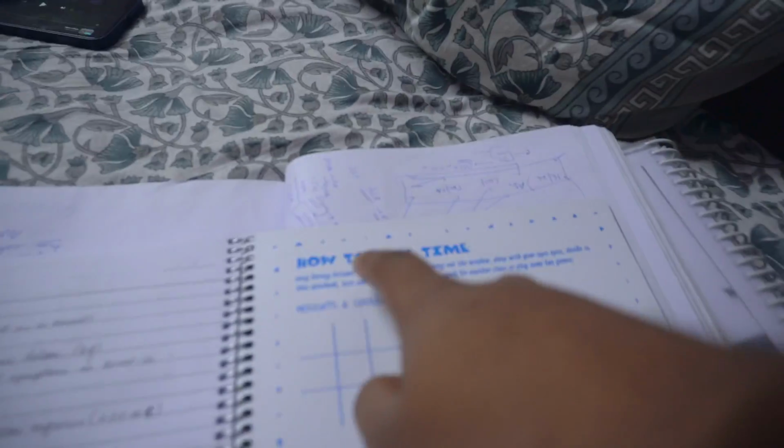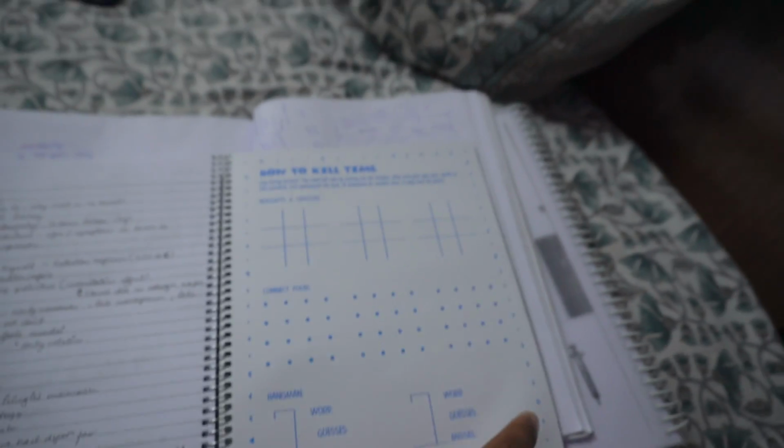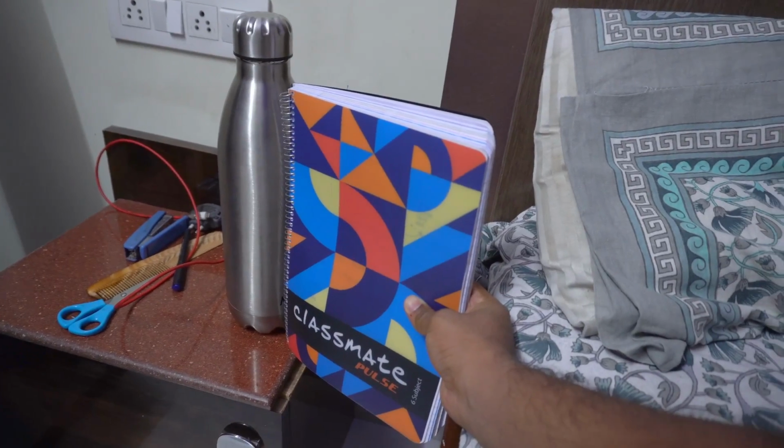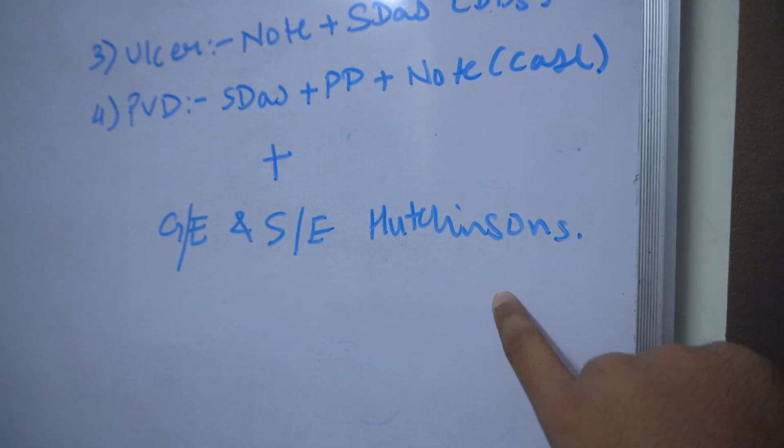But this is literally one of the best notebooks I have ever had. Look at the size of this bottle. This is the size of my textbook, and that's the size of the bottle. Pretty huge bottle. I also need to read a bit about General System Examination of Hutchinson.